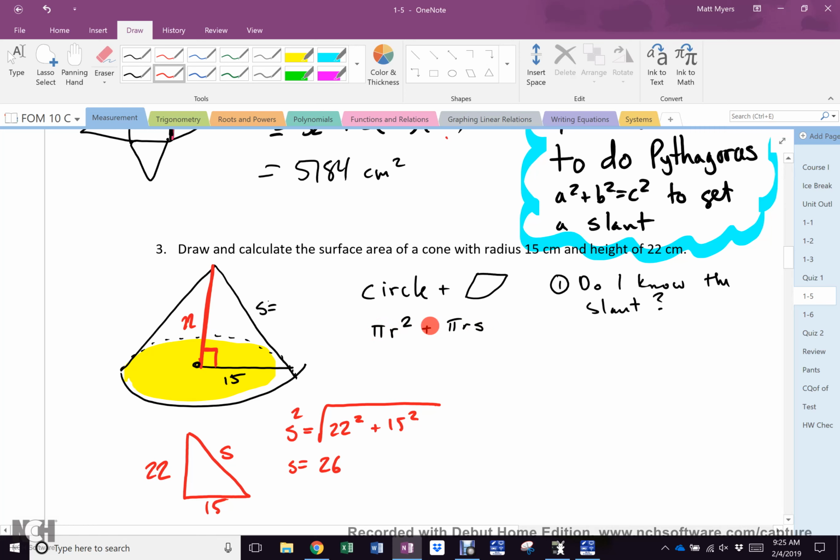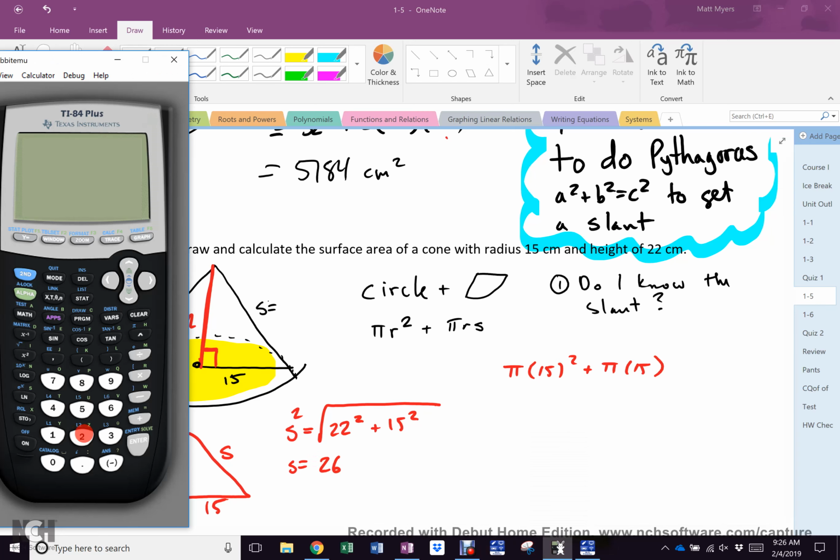So this question becomes pi times 15 squared plus pi times 15. Now, when you did this work, you got another crazy decimal, didn't you? Right? I don't want you to write that crazy decimal. How did we get 26? I'm about to show you. The same way you would get 26 all the time, Nathan, by doing Pythagoras.